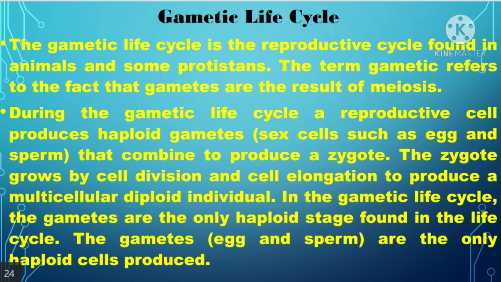During the gametic life cycle, a reproductive cell produces haploid gametes, sex cells such as egg and sperm, that combine to produce a zygote. The zygote grows by cell division and cell elongation to produce a multicellular diploid individual. In the gametic life cycle, the gametes are the only haploid stage. The egg and the sperm are the only haploid cells produced.